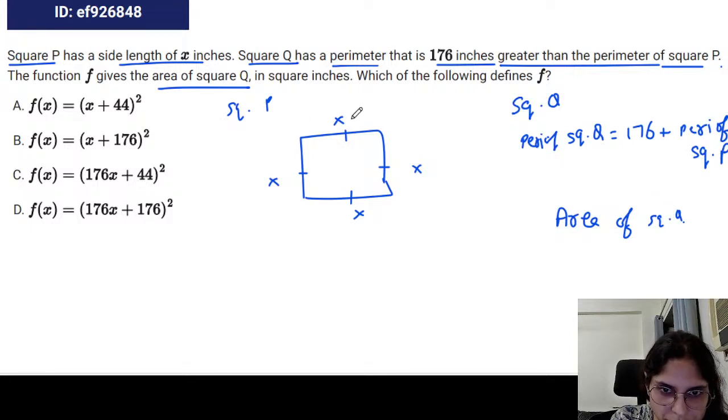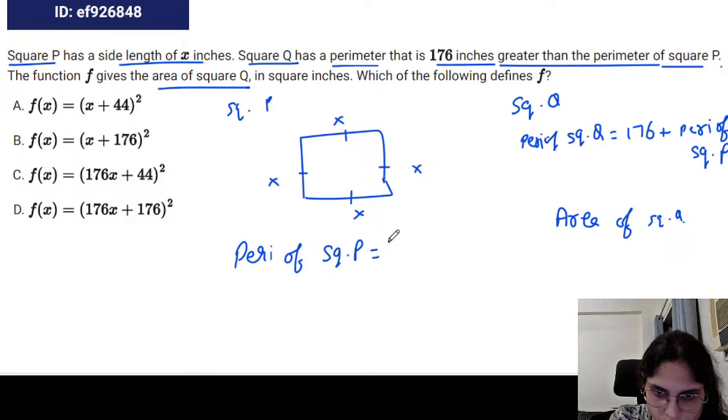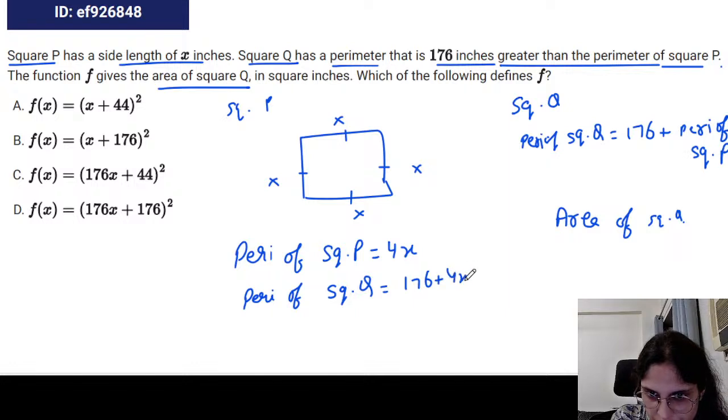So square P, the length is x inches, so perimeter of square P is going to be 4x. So now perimeter of square Q is 176 plus 4x, and area of square Q is going to be its length squared, right?